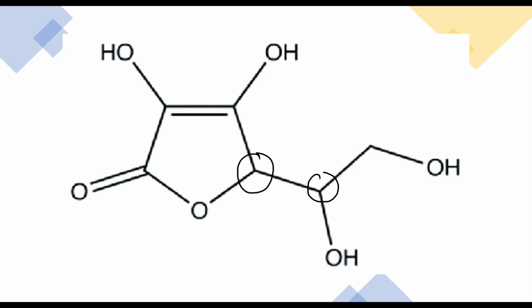So what we have to do is find out if it has any plane of symmetry. However, as we can see, there is no plane of symmetry in this compound. So we can conclude that this compound is actually a chiral compound.